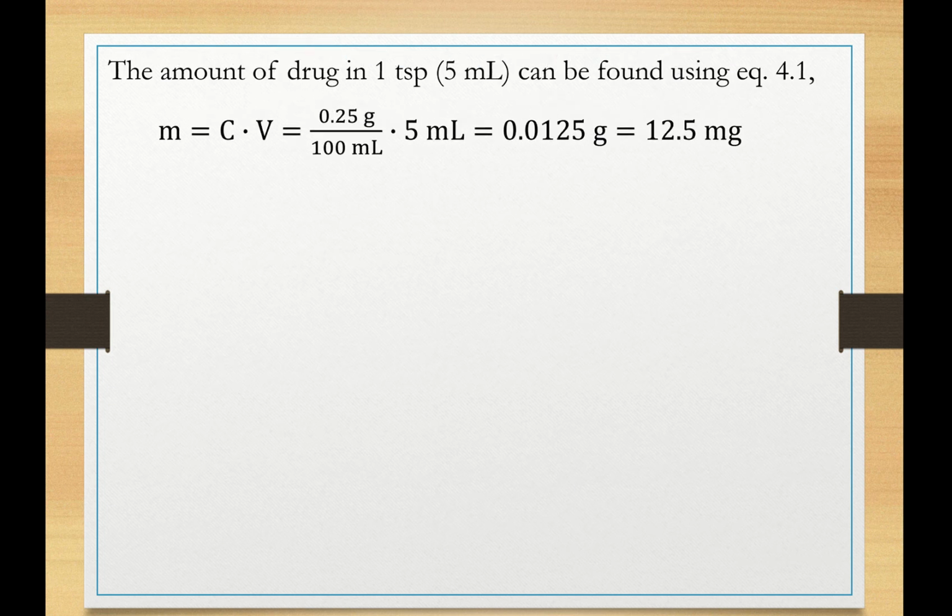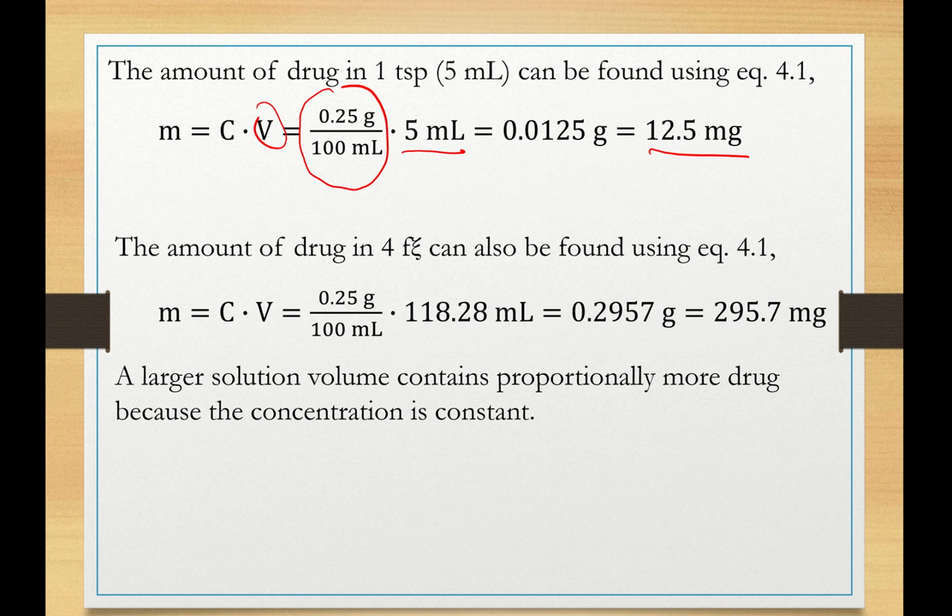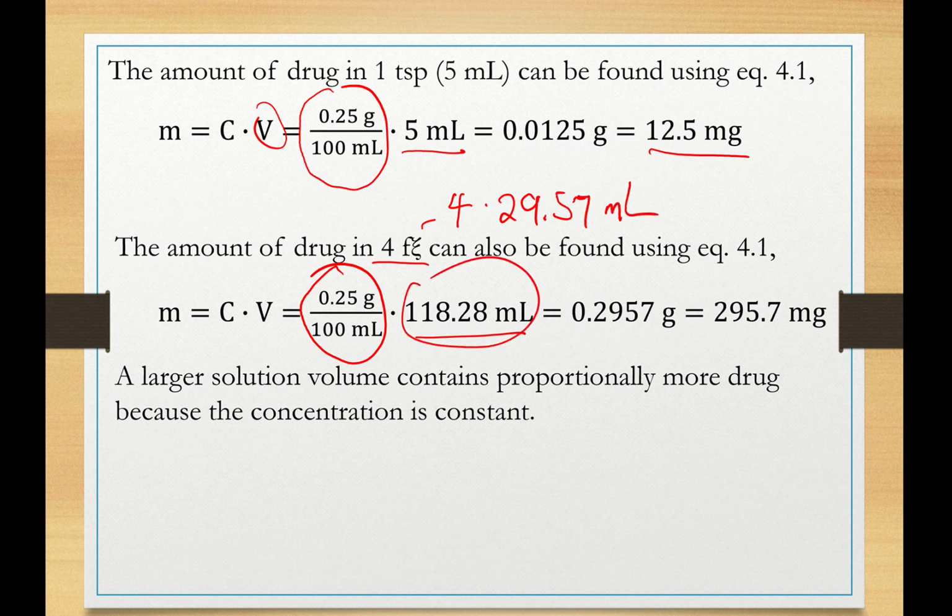Simple as that. The way I calculate the amount of drug in 1 teaspoonful, I multiply the concentration in the teaspoonful, which is 0.25 grams per 100 ml, times 5 ml, the volume of 1 teaspoonful, and I get 12.5 milligrams. The amount of drug in the bottle we can calculate the same way. That's my concentration, times the volume of 4 fluid ounces, so that's basically 4 times 29.57 ml, and you get 295.7 milligrams. And it does make sense because you have a proportionally larger volume as compared to 1 teaspoonful, and you of course get proportionally more drug, since the concentration of the drug in the original bottle and in the teaspoonful, since there is no dilution, is constant.